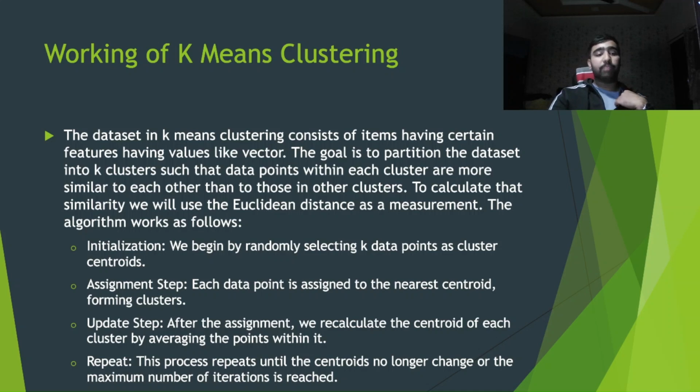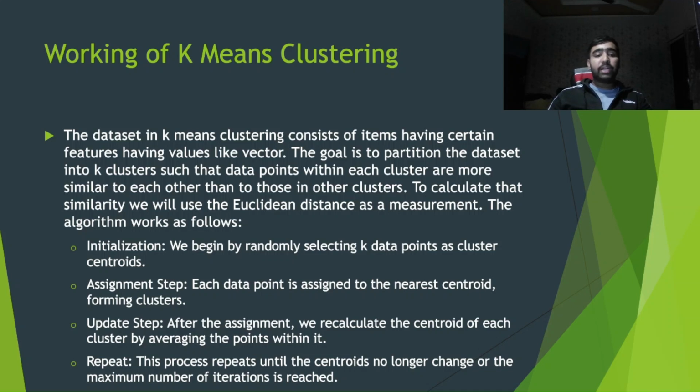The third step is the update step. After the assignment, we recalculate the centroid for each cluster by averaging the points within it. So once each cluster has certain data points under it based on the similarity with its centroid, we will average all the corresponding values of all data points for that cluster, and the result of that average would be a new data point which would serve as the new centroid for the cluster.